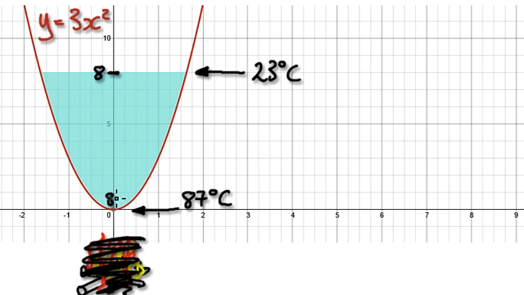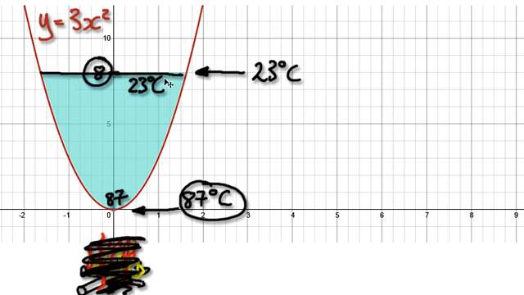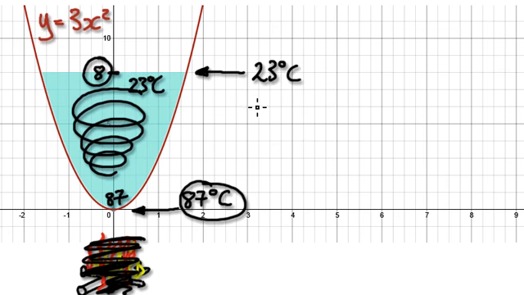the temperature down here is at 87 degrees Celsius, and up here is at 23 degrees Celsius, and the water level here is at 8. If I were to stir this up, so remember the temperature down here is at 87, up here is 23, what temperature will the water settle at? So it's going to be somewhere in between 23 and 87.